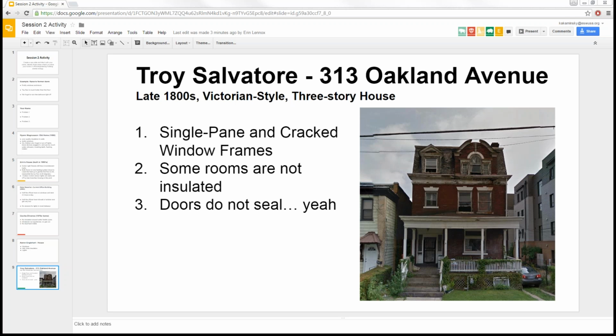But you can do your best to air seal around them, and I mean, Troy, your windows are pretty old, single pane, can usually be replaced pretty easily. So yeah, that's a really good example. Yeah. Great, thank you.